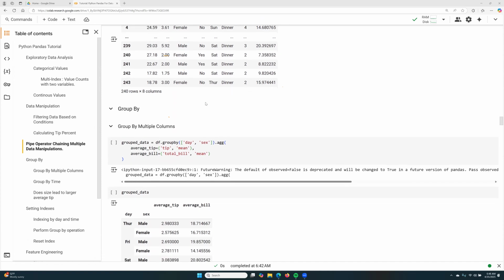Now we've got grouping data, and this is important because we aggregate information in a way that's more valuable. So if I group data, df.groupby day and sex, and then I take the average, I use this .agg to do the actual calculations. And then I do average tip equals tip, and then I take the mean of that. So the operations are always the second in these parentheses.